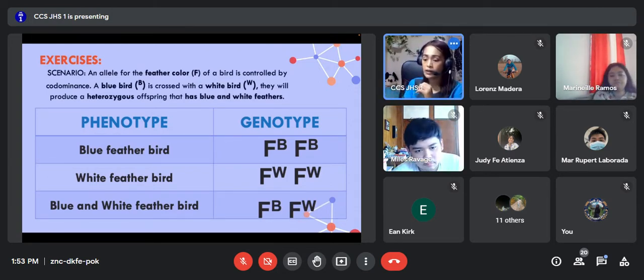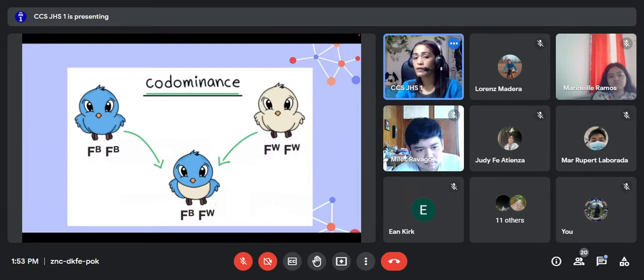So how is that? Here, we have a bird completely covered with blue feather and it's a homozygous blue. While another possible pattern is a homozygous white, all feathers of the bird are white. So you have a homozygous white.